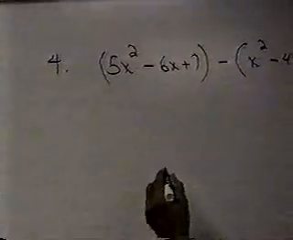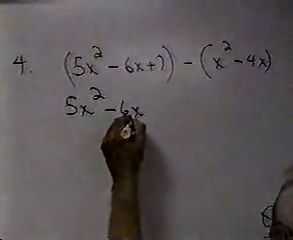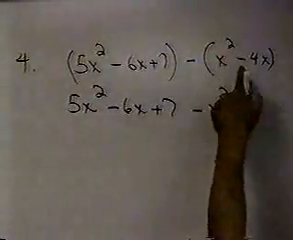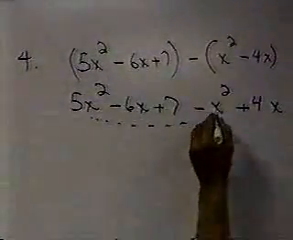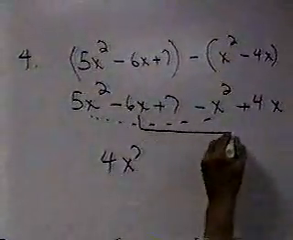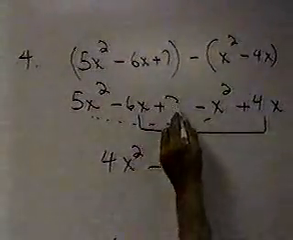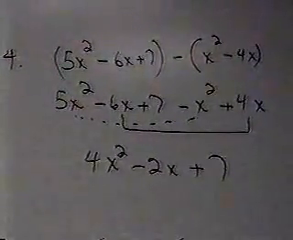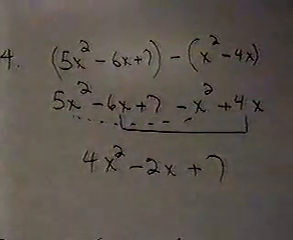Okay, in example 4, the first thing I do is remove parentheses. And then a minus 1 times that is a minus x squared. A minus times a minus is a plus 4x. And now I add apples to apples, so that's 4x squared. Oranges to oranges, it's a minus 2 of those. And then numbers is just a 7. Okay, that's the concept of adding and subtracting polynomials.